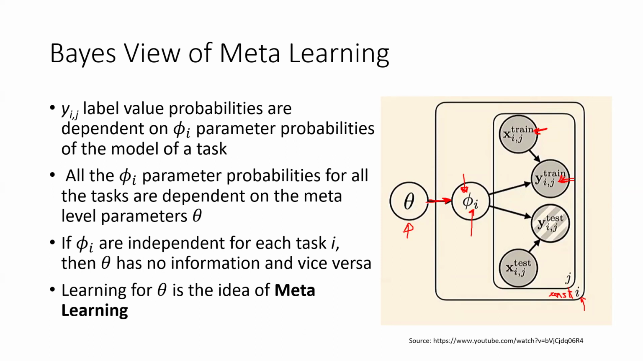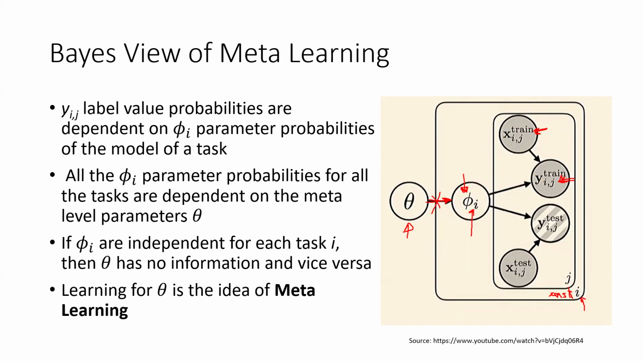If there is no common theta, that means if all the phi i's are independent, then we can't do the meta learning, right? If all the phi i's are only dependent on theta and there's no information in the phi i itself, then we can easily predict the x and y values for all the tasks, right?